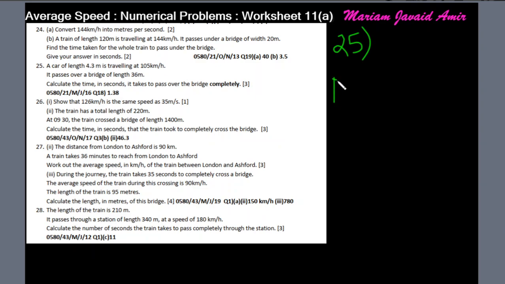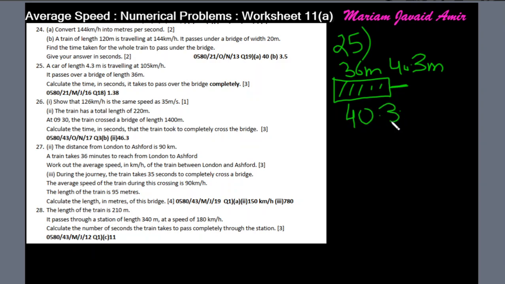So again, first note down the length of the bridge, which is 36 meters long, and then the car passes over it, whose length is 4.3 meters. So the total length of both of these would be 36 plus 4.3, which is 40.3 meters, and we need the time.